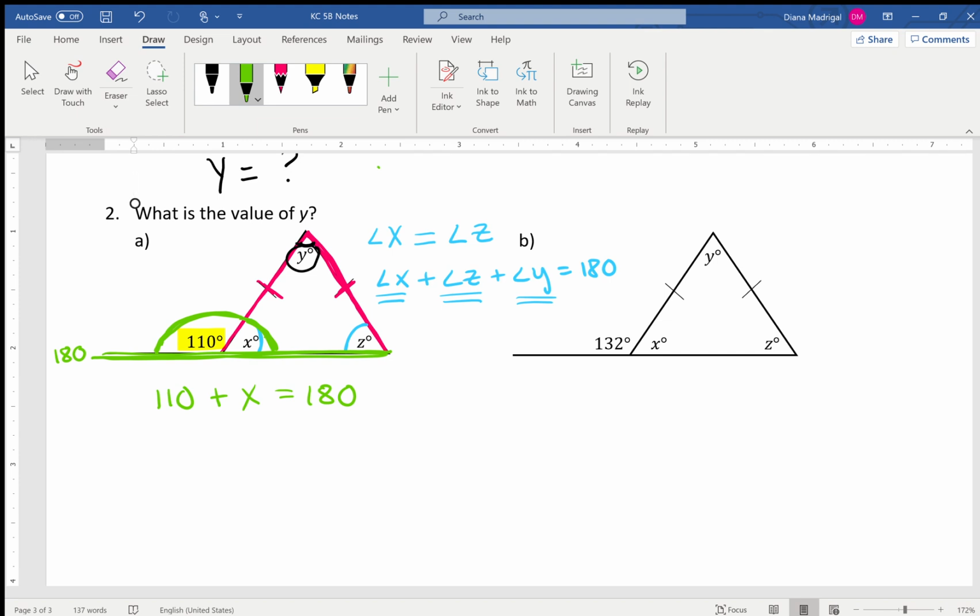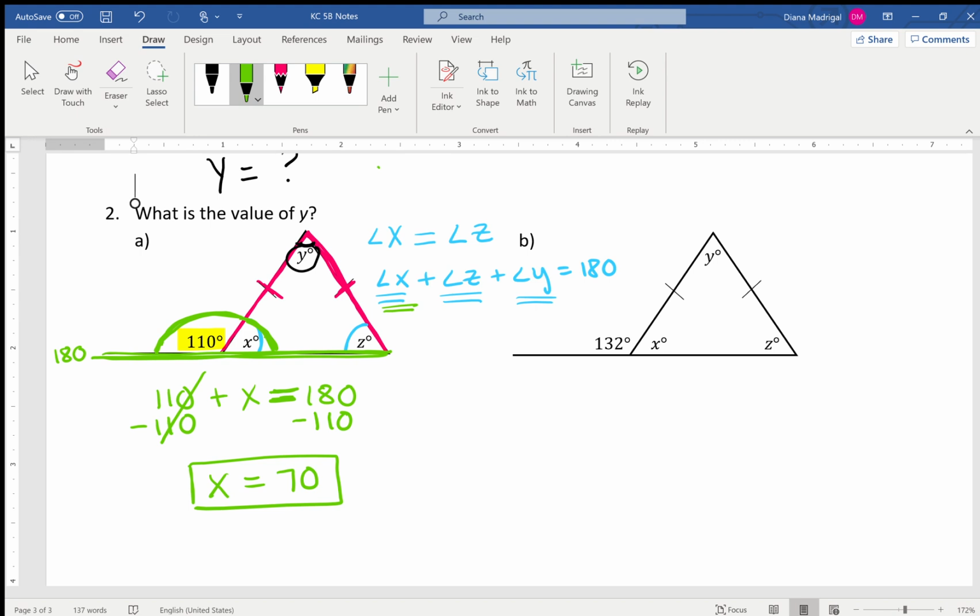So I'm going to be able to find x, which I need in order to solve the equation for y. To solve this, I need to subtract 110, and whatever you do to the left side, you have to do to the right side. If you did it to the left already, you've got to do it to the right. So x equals 70. I'm not done with this problem. They didn't ask me for x, they asked me to find y.